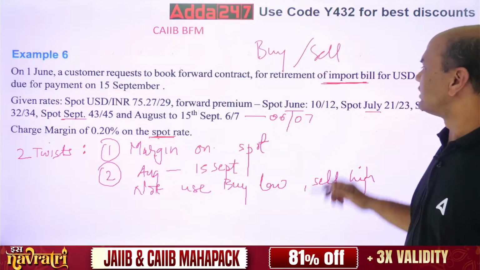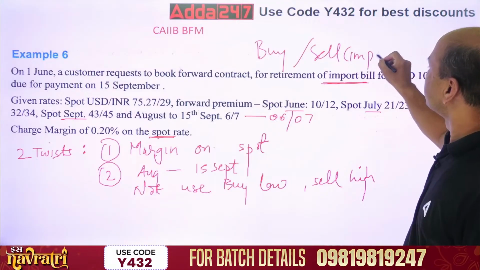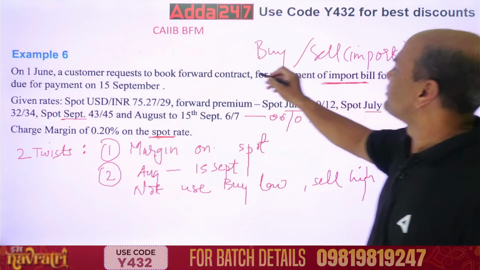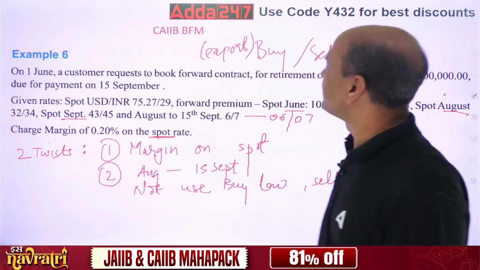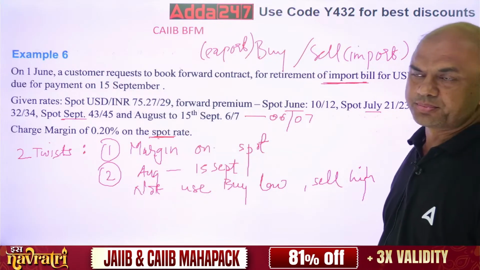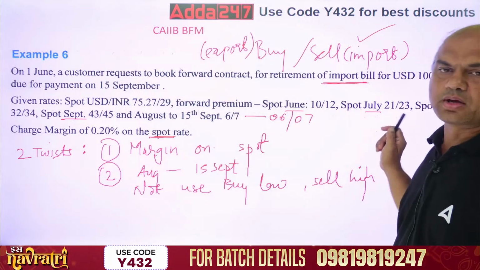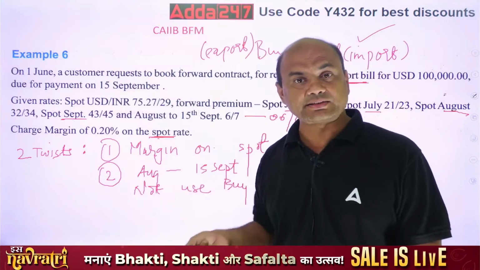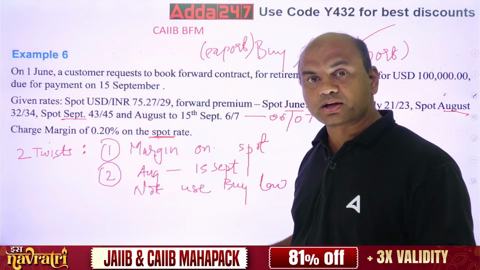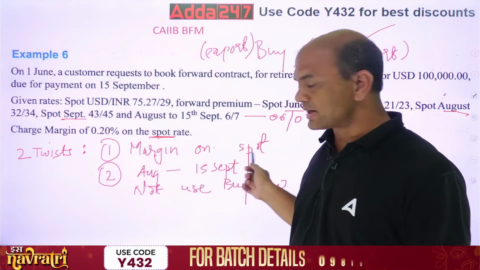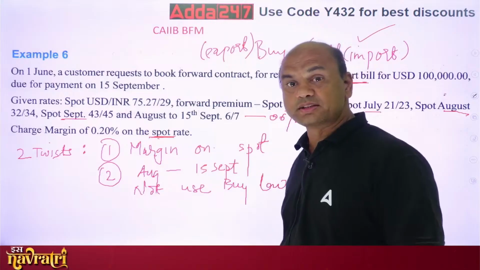Okay? So now we are focusing on import. Import means sell. Import is always sell. Okay, and export is always buy. Export is always buy. So now we are focusing on import. So we'll be focusing on sell part. So everywhere you'll have to look at is sell part. Right side, right side, right side. No left side. So what are the 3 points which we should focus? One is right side. Second is margin on spot. Third is this August to 15 September. So let's start now. Move ahead.